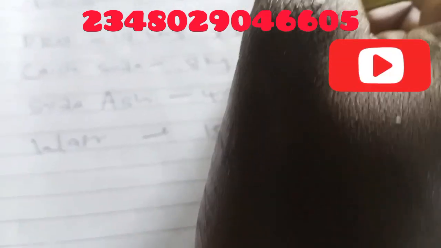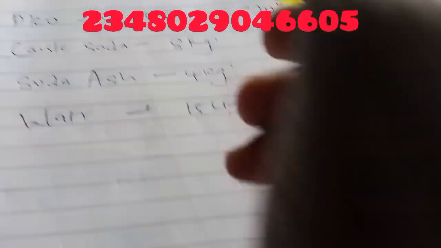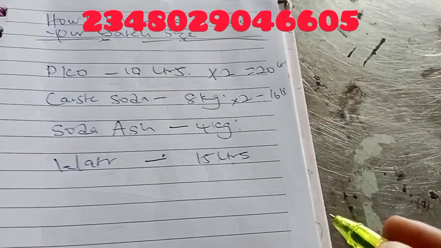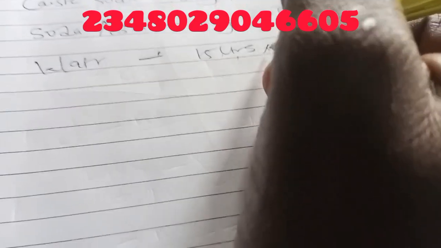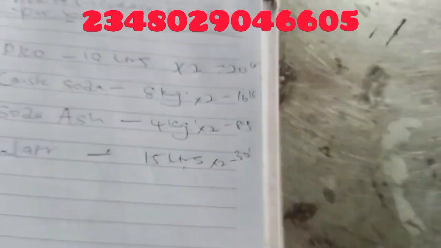So if I want to produce times 2 of this batch, what do I do? I'll say PKO, since it's 10 liters, will be times 2, which will give me 20 liters. Caustic soda will be times 2, which will give me 16 kg. Soda ash is times 2, which will give me 8 kg. Water is times 2, which will give me 30 liters. Do you see that we multiplied everything by a constant? 2 here is constant.